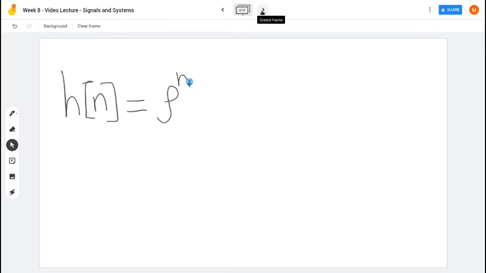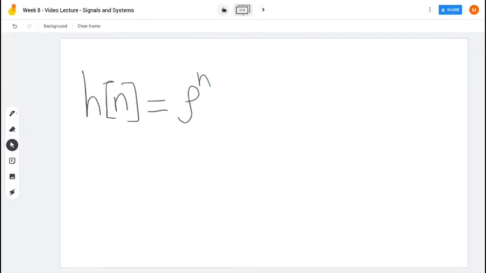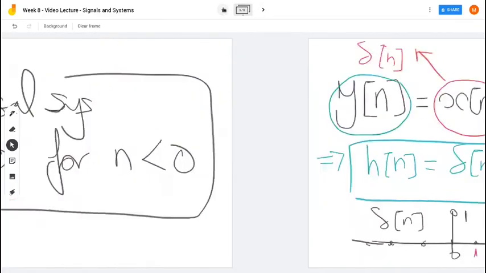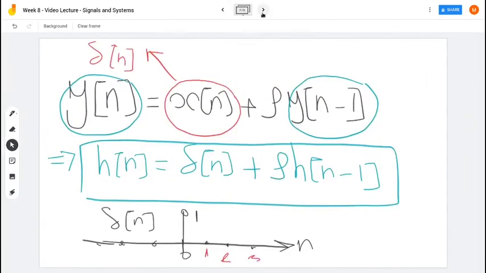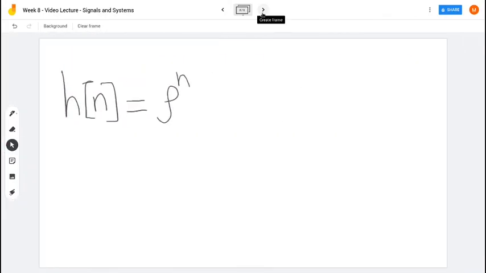But something is missing over here, because all of this is based on the causality property over here, which leads to h of n equal to 0 for n less than 0. So we need to multiply h of n by u of n. U of n, the unit step, will guarantee that h of n is equal to 0 for n less than 0. So the expression for the impulse response is h of n equals rho to the power n u of n.